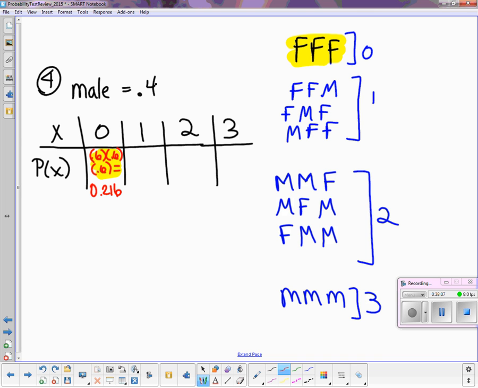Using that same strategy, don't you think coming up with 3 males is pretty easy also? What's that going to be? What am I going to multiply to get that? 0.4 times 0.4. Same thing. We're doing male times male times male. In other words, I'm using down here, they're all male, and I get 0.064.